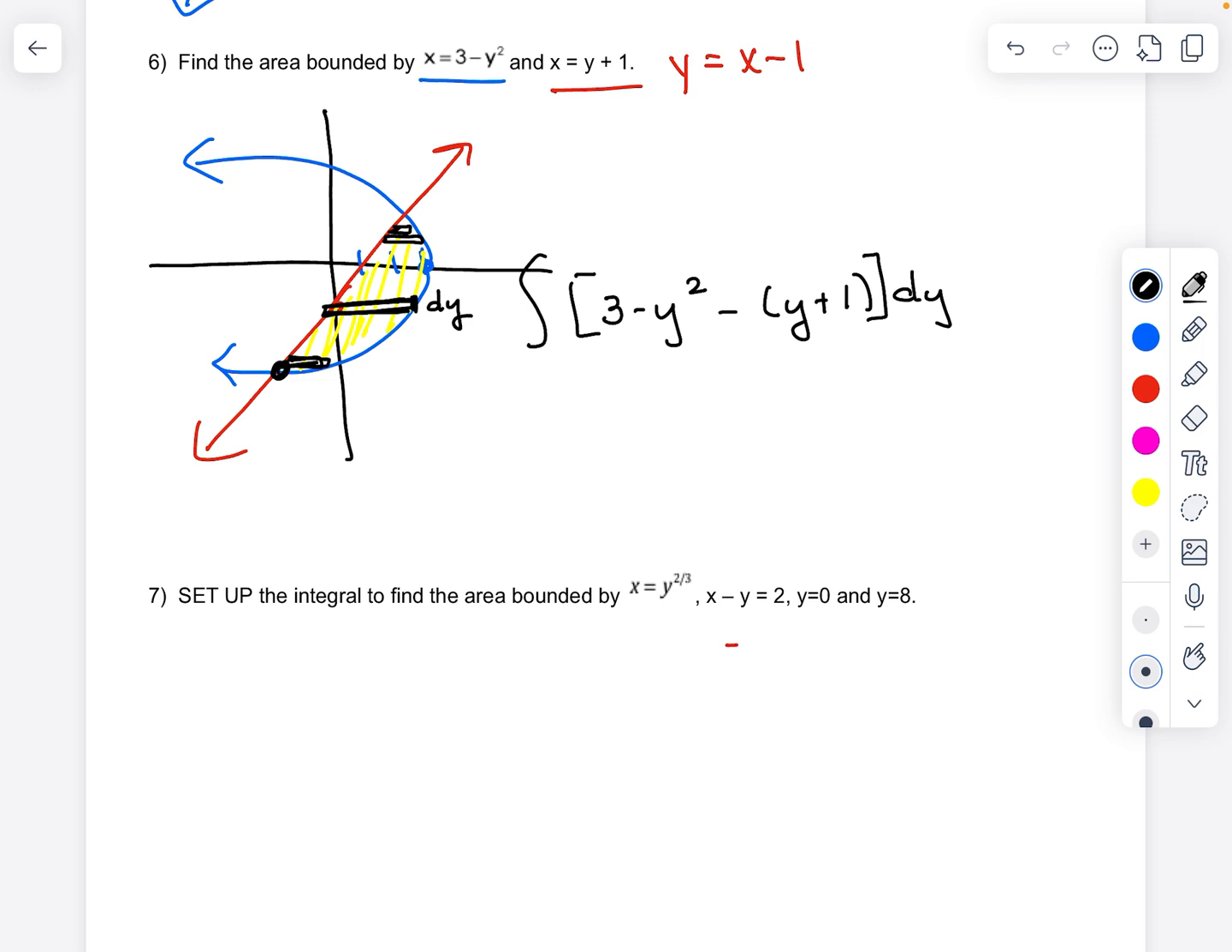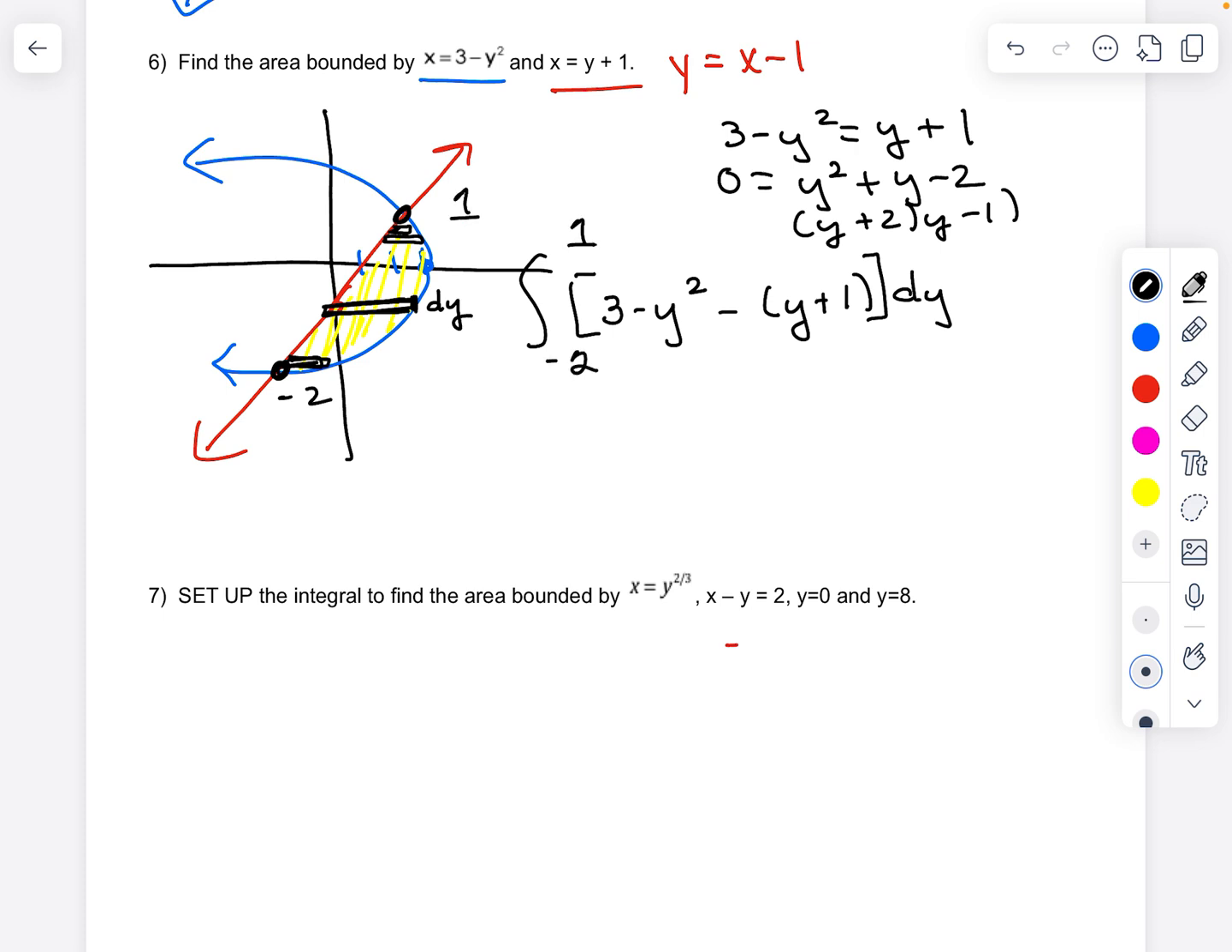So I need to figure out the y coordinates at these points of intersection. I can do this by hand pretty easily. I'm going to set them equal. I see a y squared, so I do need to go ahead and get the y squared, everything else over to one side. So I get to here, and it does factor nicely. So it looks like this is -2 and this is 1. So we're going to add up all the rectangles from -2 to 1.